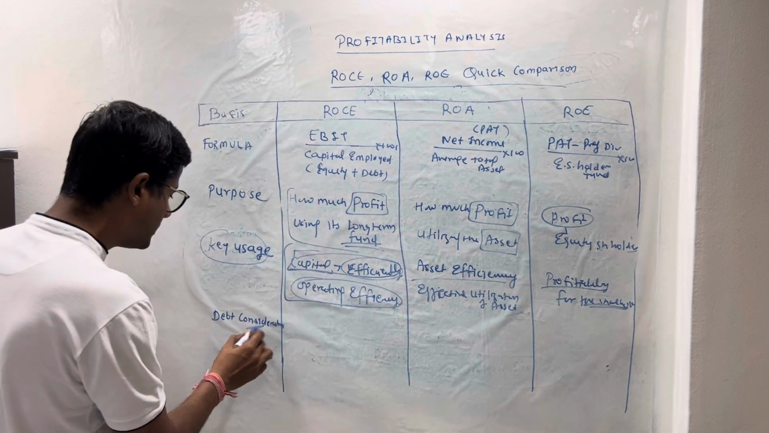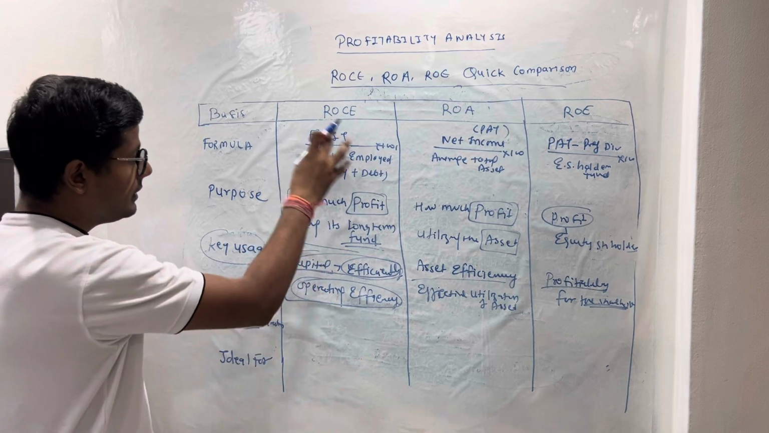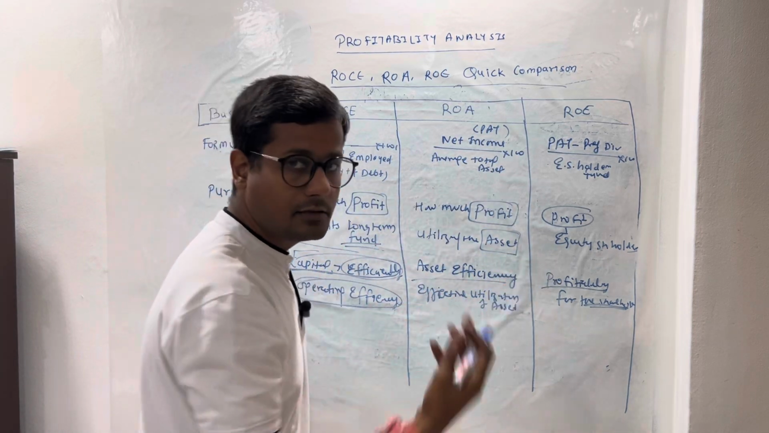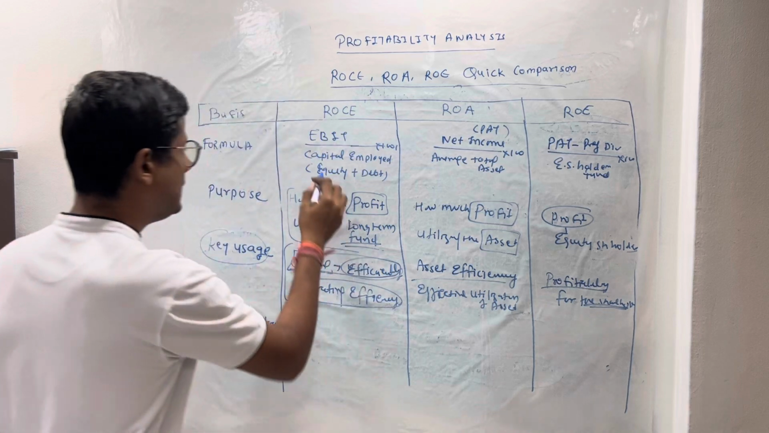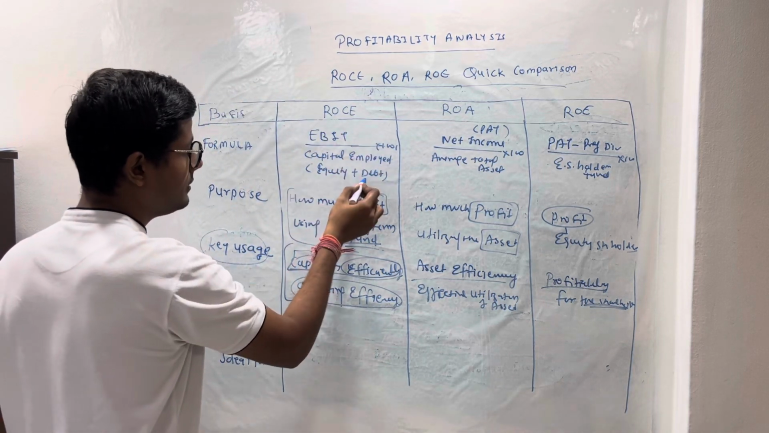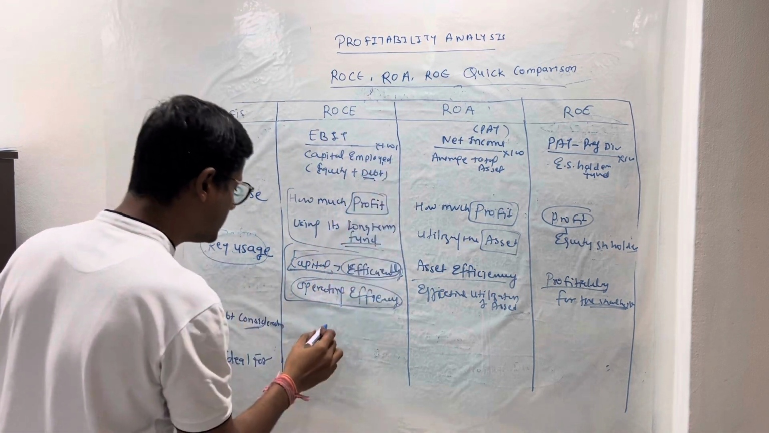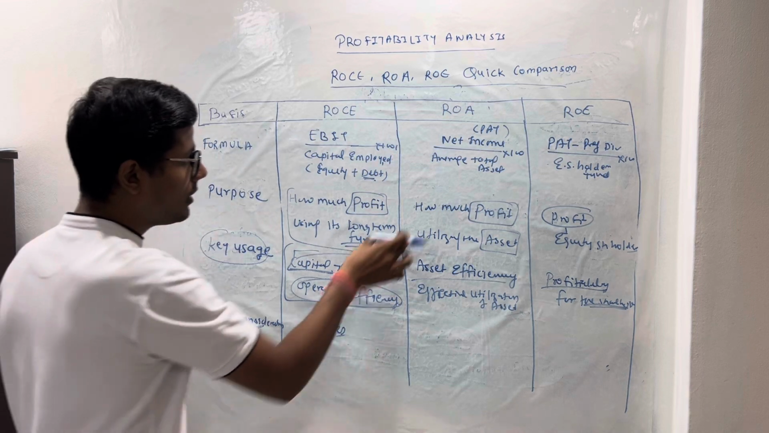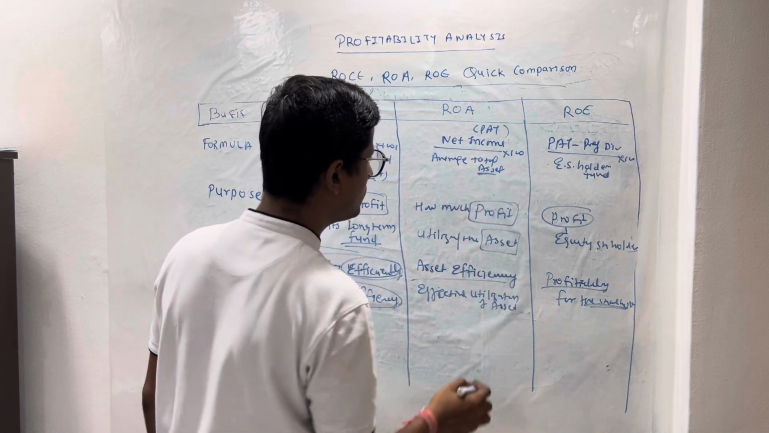Now debt consideration, whether in this ratio debt is considered or not. In this it's very evident, we can see in the formula. In the capital employed we considered the debt, so debt is considered. Here in this we consider the total asset.